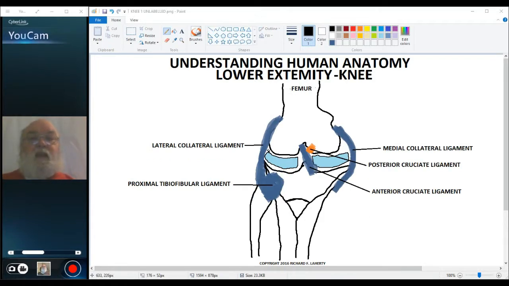Now, the patella sits anterior to the femur and tibia, and it sits roughly in this position. What I'm going to do is color the patella in a different color just to make it stand out. So let's use a gray color for the patella.